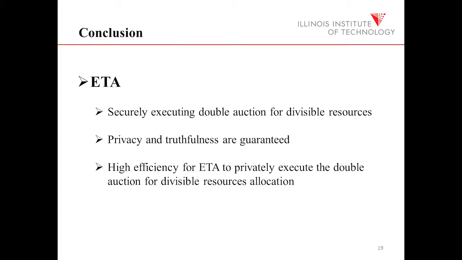For the conclusions, we design an efficient and private system, ETA, which securely executes double auctions for allocating divisible resources among distributed agents within Intel SGX. The auction mechanism in ETA ensures privacy and truthfulness. The input data of both the buyers and the sellers in the auction can be protected inside the enclave. The experimental results have demonstrated a high efficiency for ETA to privately execute the divisible double auction.